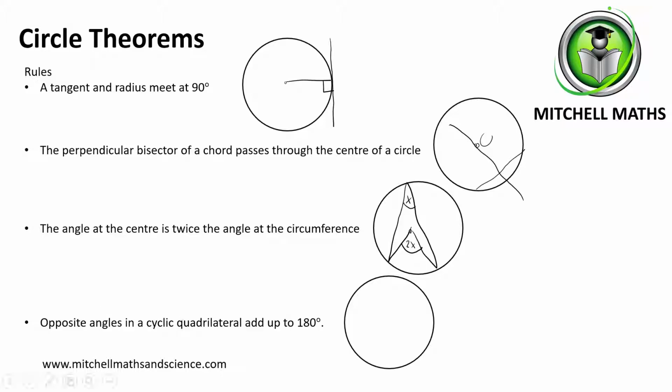Cyclic quadrilateral means a four-sided shape where all 4 points are on the circle. And make sure all 4 points are on the circumference of the circle. Sometimes you can get quadrilaterals where one of the points is in the centre, and that's not cyclic. So do watch out for that. So a cyclic quadrilateral would look like something like this.